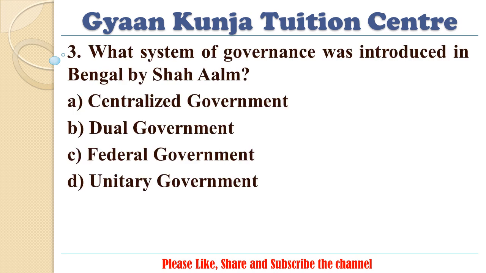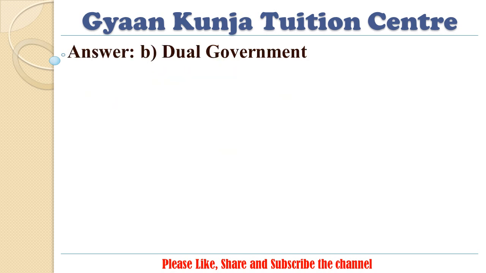Next, 3. What system of governance was introduced in Bengal by Shah Alam? A. Centralized government. B. Dual government. C. Federal government. D. Unitary government. Answer B. Dual government.